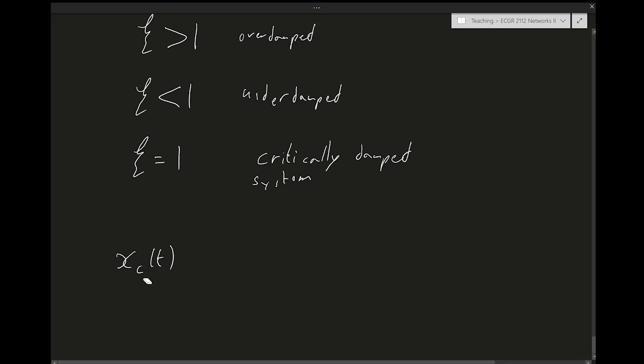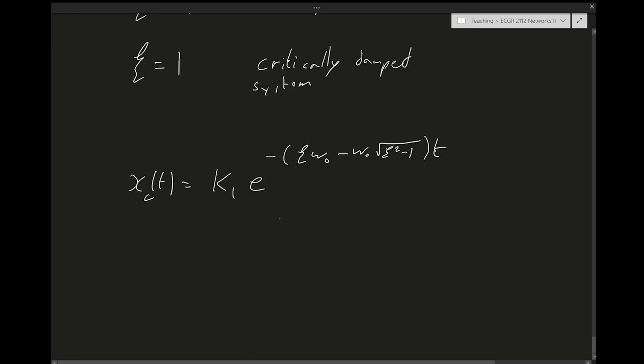So let me write actually the general solution. The general solution will be, let me just do the natural response. Forget about the forced response for now. So it's going to be K1 e to the minus zeta omega naught minus omega naught square root of zeta squared minus 1, plus K2 e to the minus zeta omega naught plus omega naught square root of zeta squared minus 1.